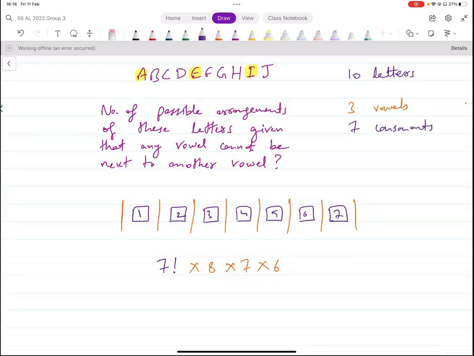You saw the arrangement of the boxes. What do you consider for the boxes? Everything else apart from what you want to separate. Apart from that, you made boxes for everything else. And then you have lines between them. So you saw how many possible arrangements of boxes there are: 7 factorial, because there are 7 boxes in total. And then the possible positions for vowels were 8. So in 8 you have to place 3 vowels. So that's 8 times 7 times 6.